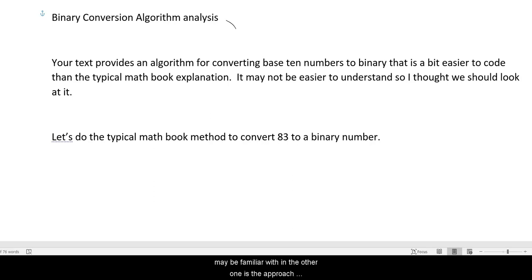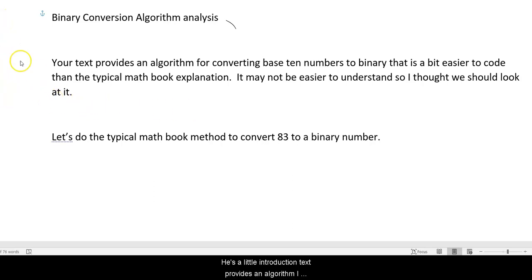And the other one is the approach taken in your book, which is more from a computer coding point of view and maybe a simpler algorithm. So we're going to take a look at both of those and see how they both do the same thing. And in the process, I'm going to remind you about the meaning of the div and mod commands.